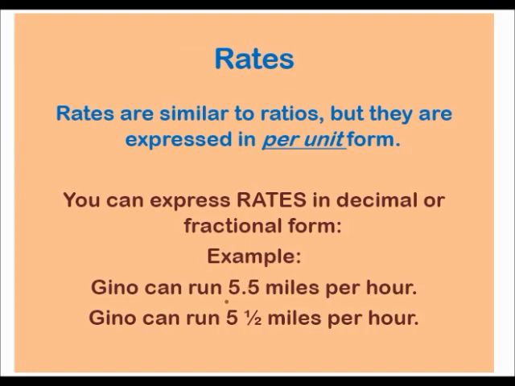A lot of people like decimals. Some people really like their fractions, so it doesn't matter which form you want to use. You can say somebody can run 5.5 miles per hour, or 5 and a half miles per hour. Whichever one seems to make the most sense for you, that's the form you should use.